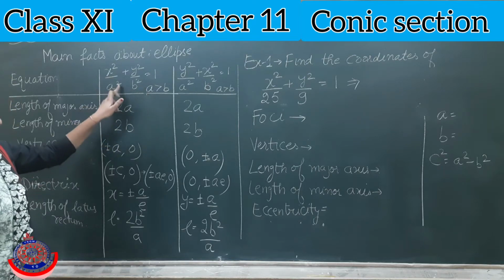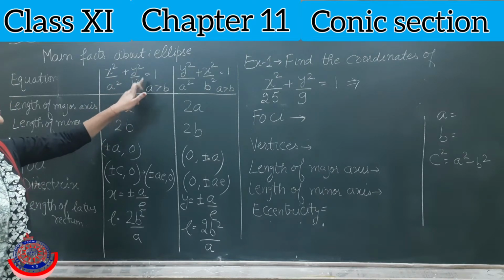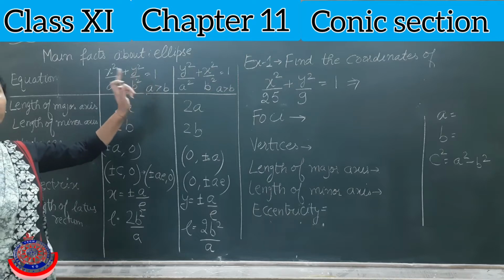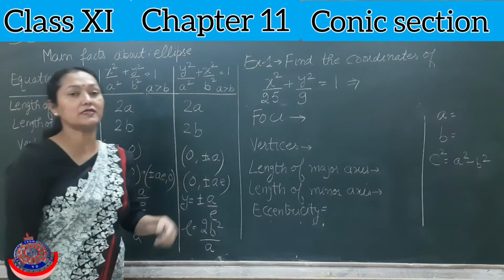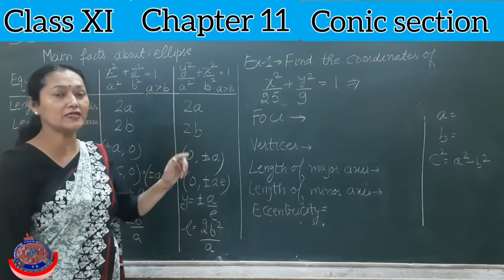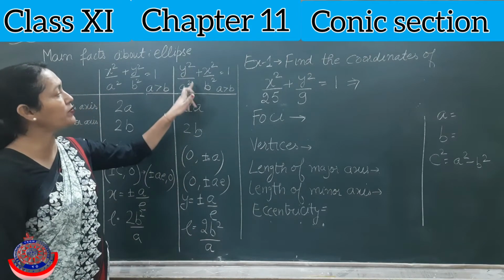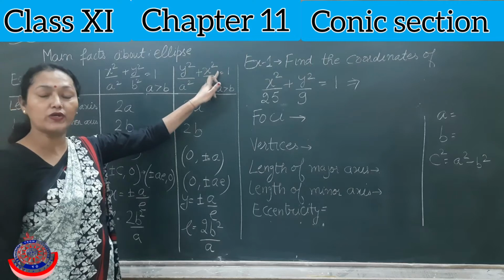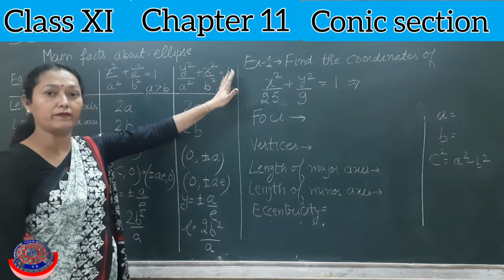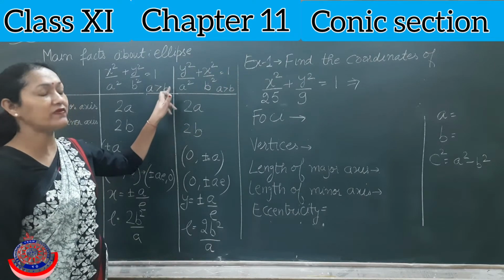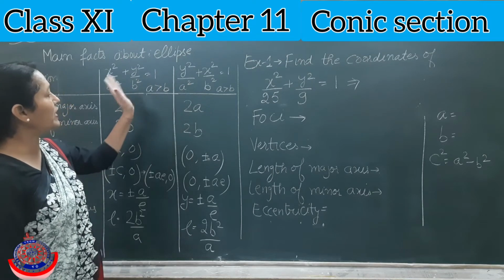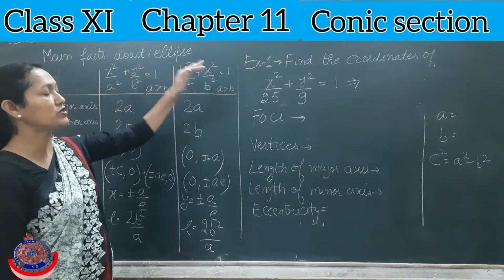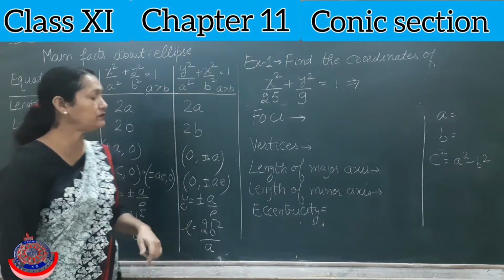One is x square upon a square plus y square upon b square equals to 1 if major axis is along x-axis. And if major axis is along y-axis, in that case, equation is y square upon a square plus x square upon b square is equal to 1. A is always greater than b. Checking the value of a and b, we will be deciding which equation is to be used.